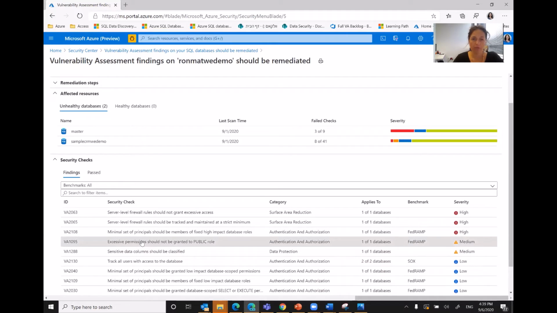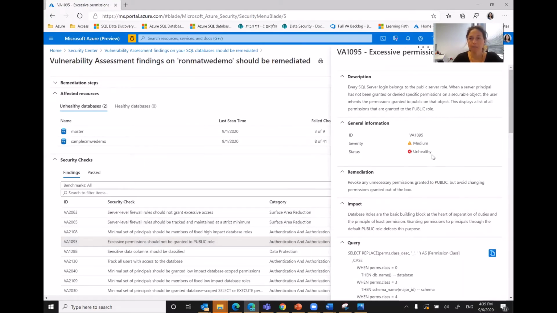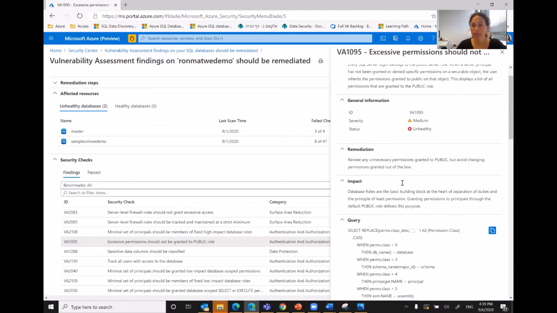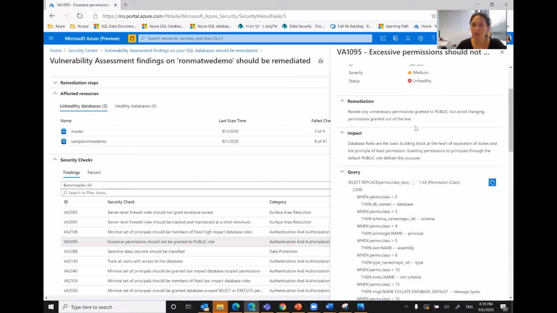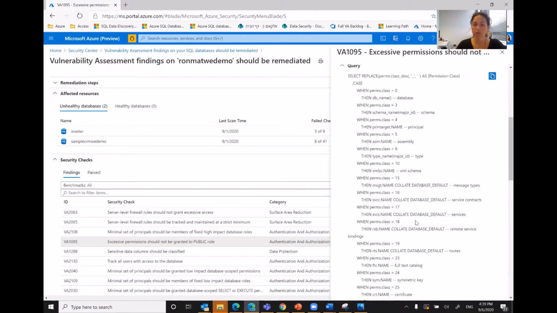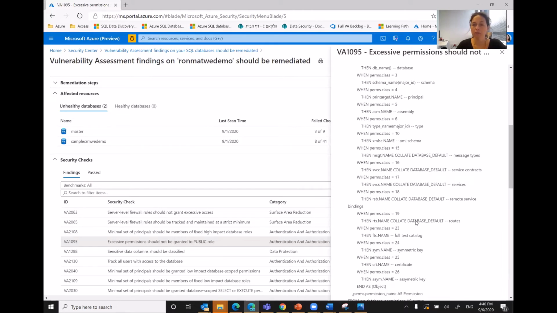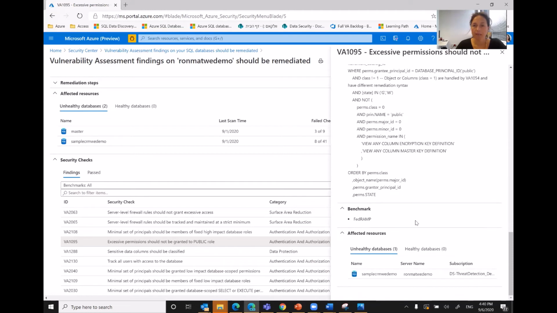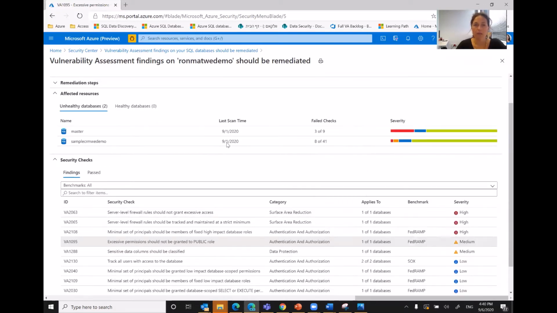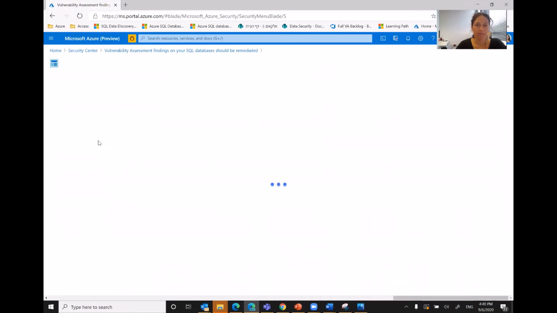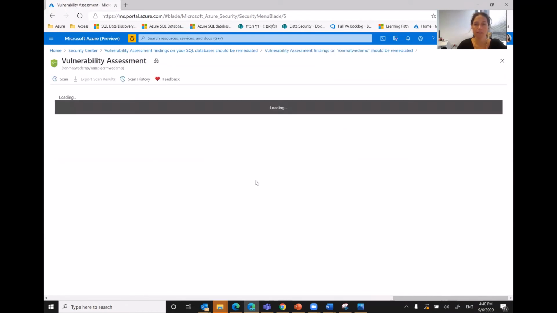So for example, if I click on this one, then I'll see all the information for this rule, the description, general information, what a remediation would look like, the impact, the query that we ran when we tested for this vulnerability, and then the affected resources. So this one applies to this database and not master, for example. If I go in here, then what I'll see is the list of the last scan results.